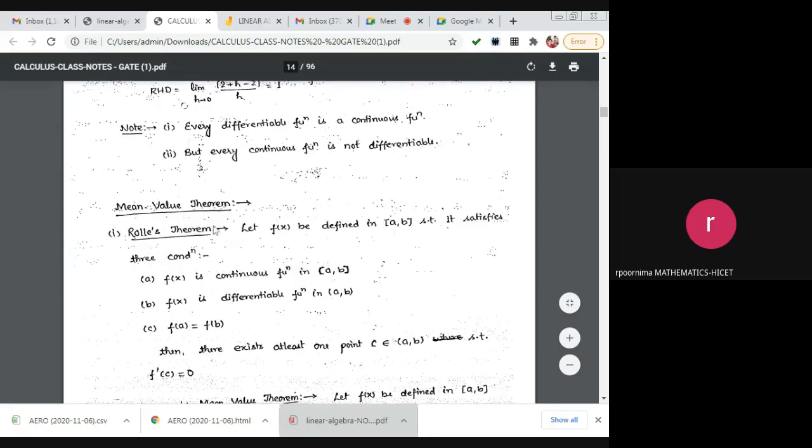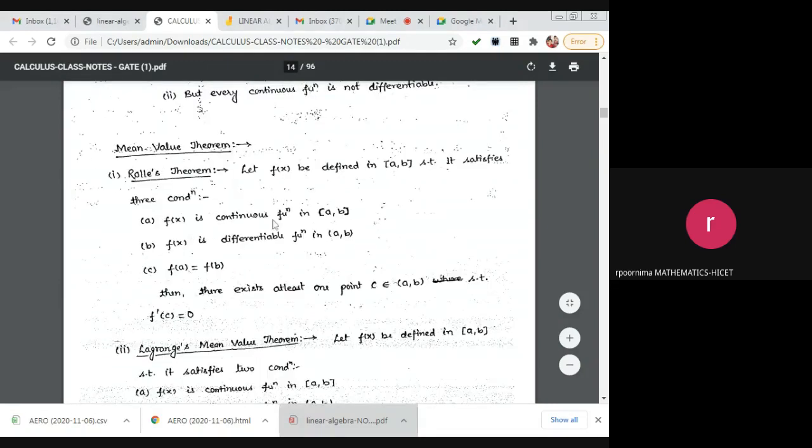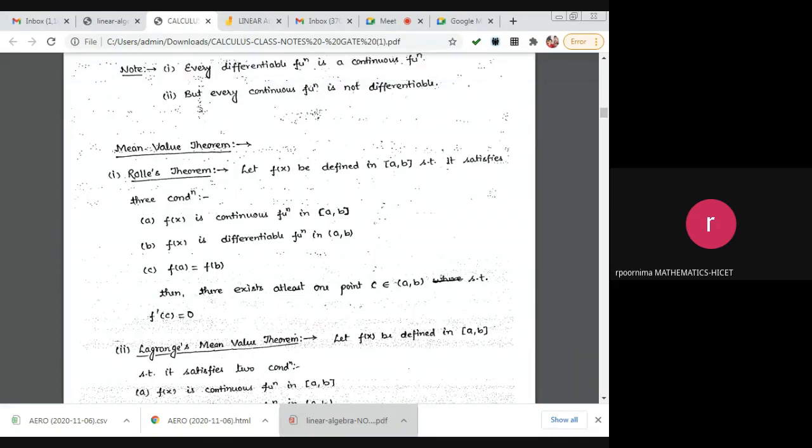Next, mean value theorem and Rolle's theorem. Let f of x be defined in the interval a comma b such that it satisfies three conditions. F of x is continuous in the closed interval a comma b. F of x is differentiable in the open interval a comma b, and f of a equal to f of b. Then there exists at least one point c belonging to a comma b such that f dash of c equal to 0. This is called Rolle's theorem.